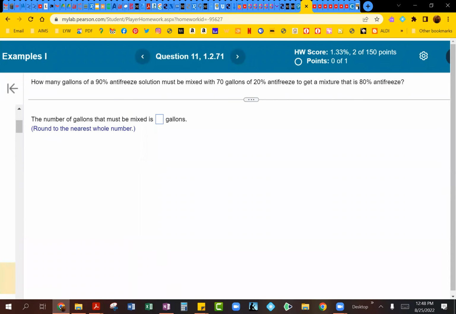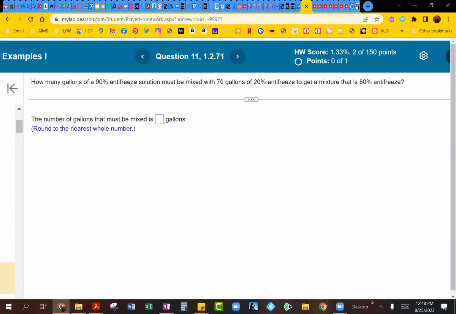Let's do the chemical mixture problem over here. So this is, you're mixing 2 different concentrations or diluting something, and what does the concentration of the final product come out to be, kind of situation. They're saying, how many gallons of a 90% antifreeze solution must be mixed with 70 gallons of 20% antifreeze to get a mixture that is 80% antifreeze? You can see we're taking a high concentration, 90%, and mixing it with a low concentration of 20% antifreeze.